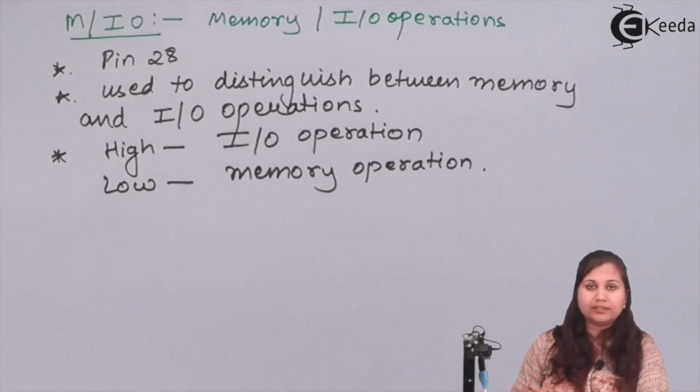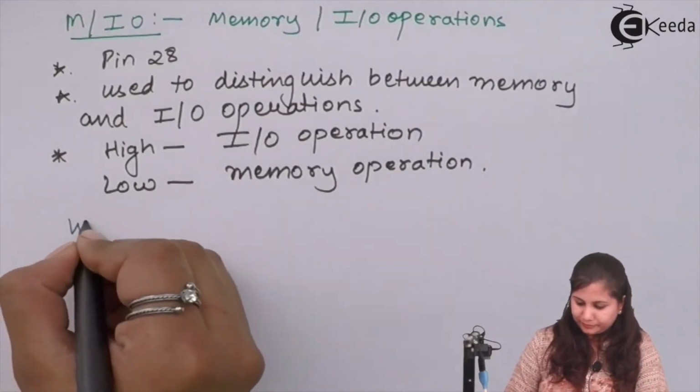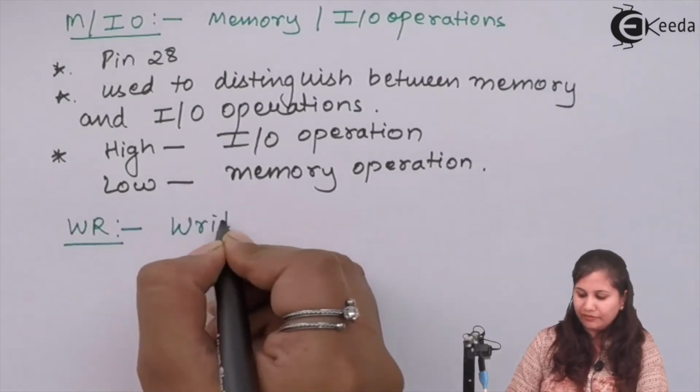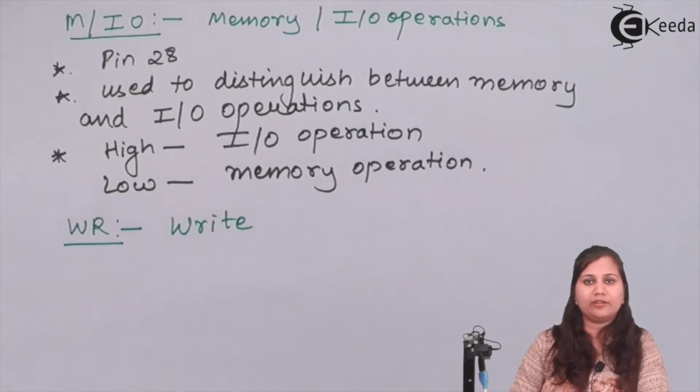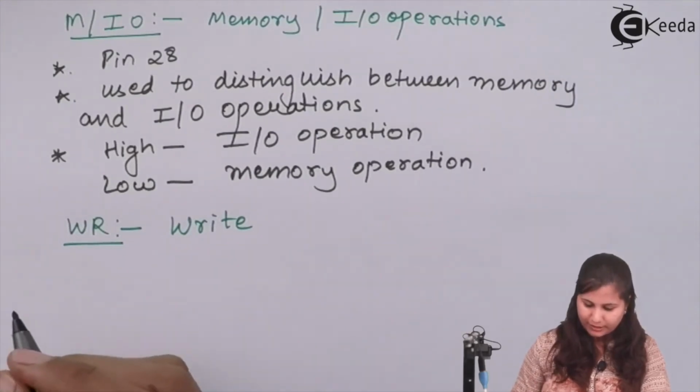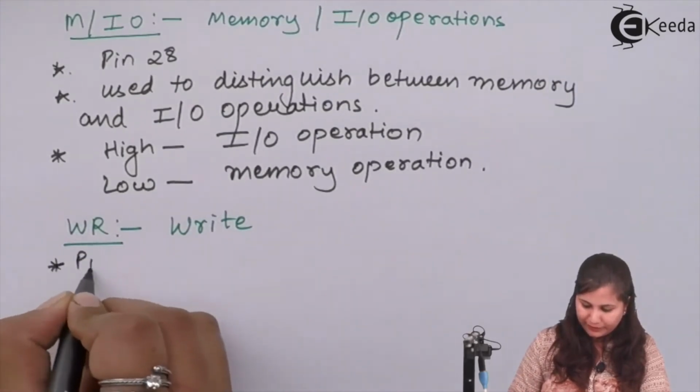Next we have the signal WR. This is the write signal. Just like we have the read signal, we have the write signal also, which indicates that the operation performed by the microprocessor is a write operation, like memory write or input output write. So this WR is available at pin number 29.